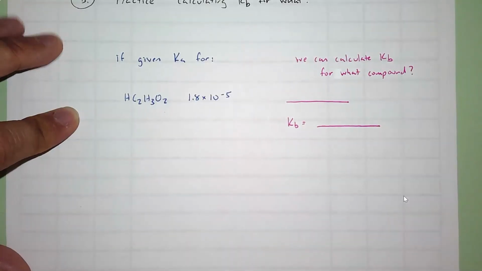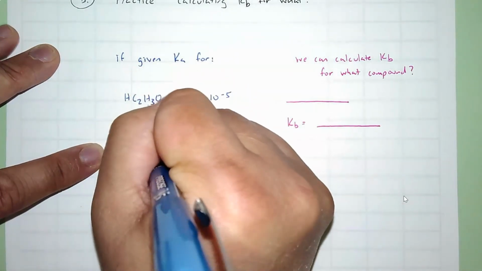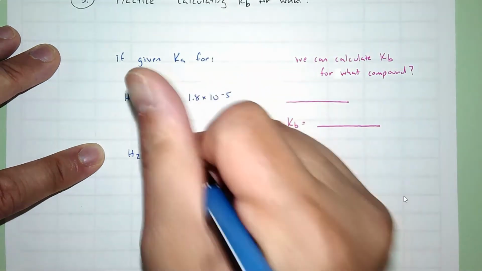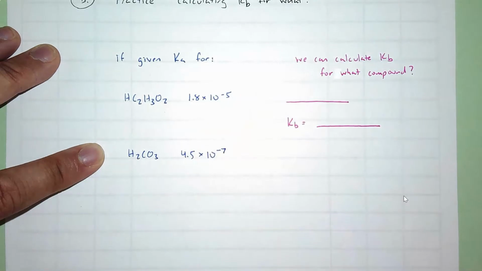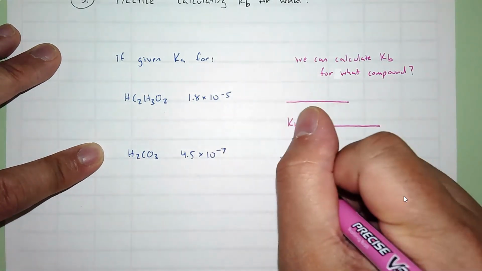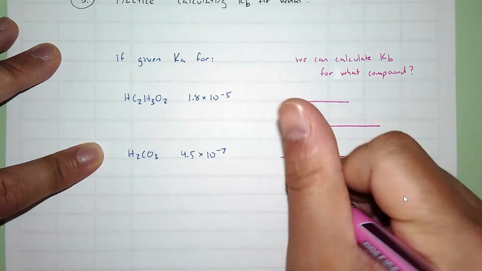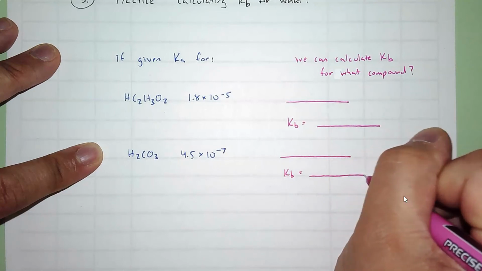Let me give you another example. Let's take the acid H2CO3. That Ka is 4.5 times 10 to the minus 7. So you could figure out the Kb for what molecule, and when you plug in that number, what is the Kb?